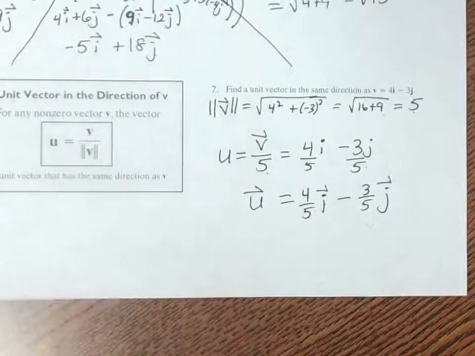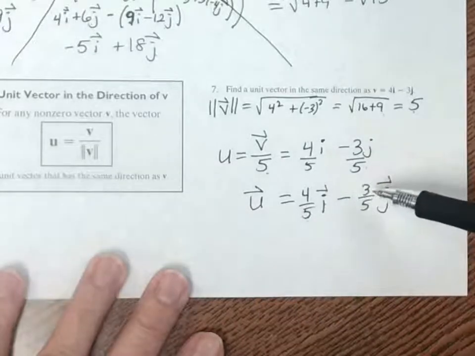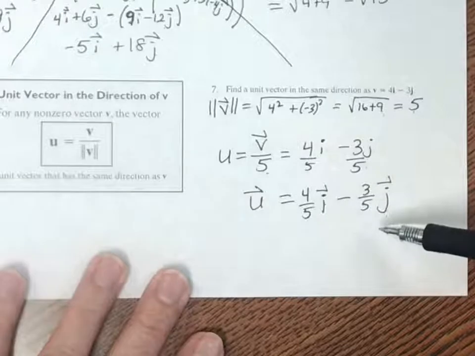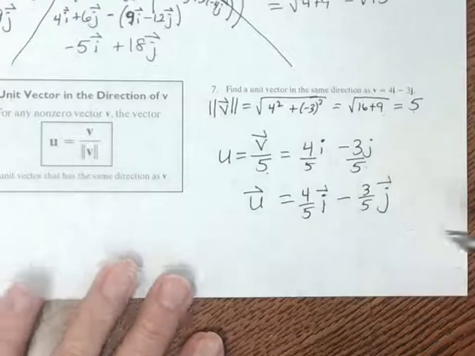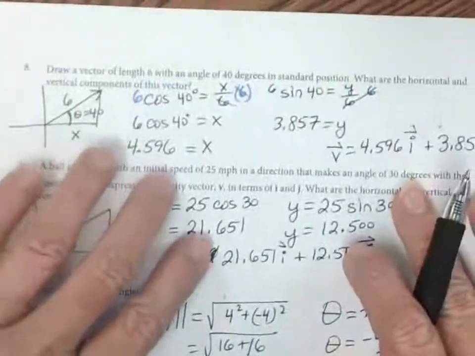Okay, and again, you can always check yourself by going back. So 4/5 squared plus a negative 3/5 squared, square rooted, will give me 1. Okay, we'll take a look on the back. We're not going to go through everything back here, but let's take a quick look.